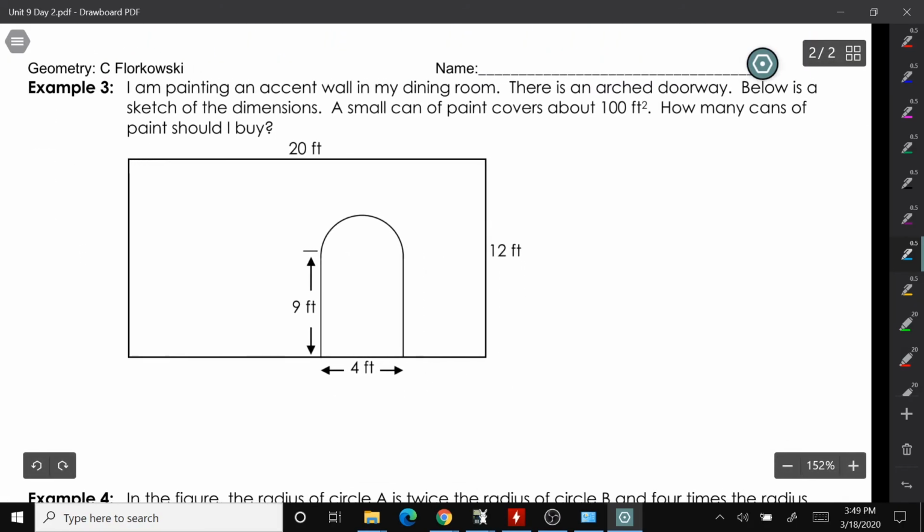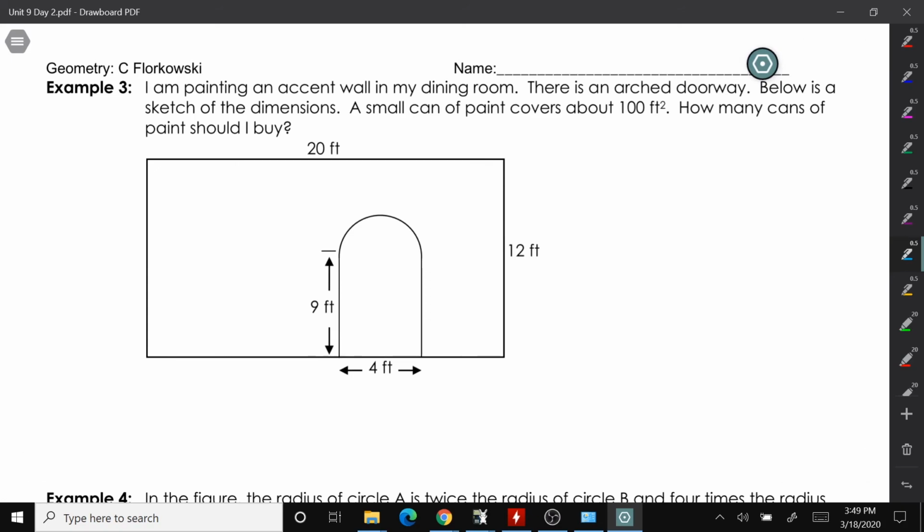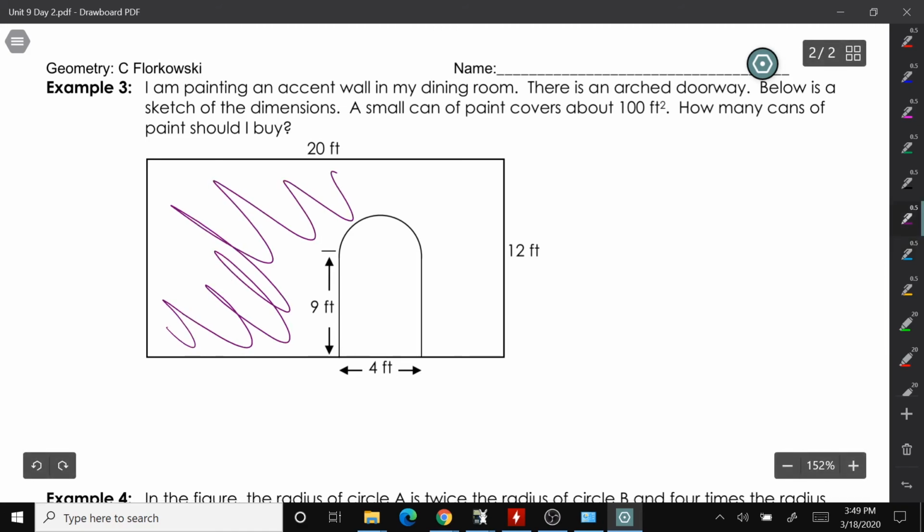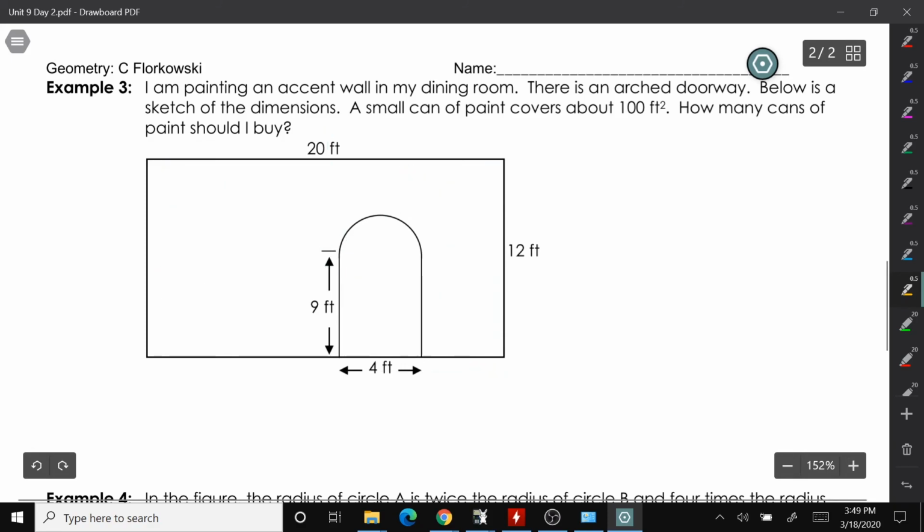So we're painting an accent wall in the dining room, and there's an arched doorway. Below is a sketch of the dimensions. A small can of paint can cover 100 square feet. How many cans of paint should I buy? So we're trying to fill this whole wall with paint. Well, obviously we don't need to cover the doorway with paint.